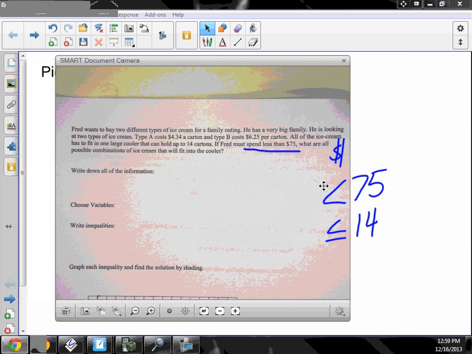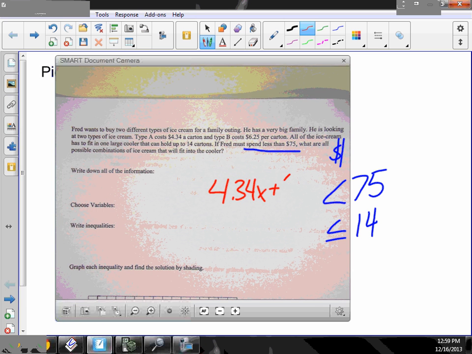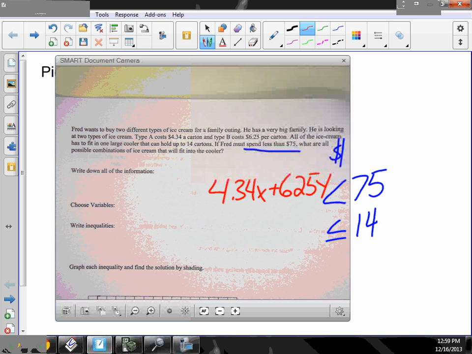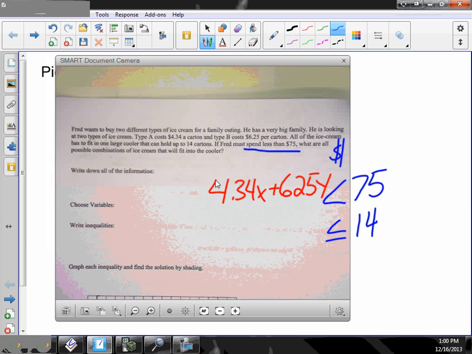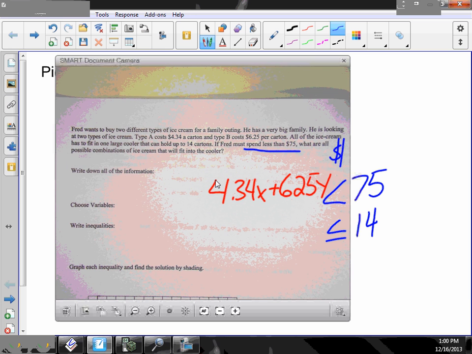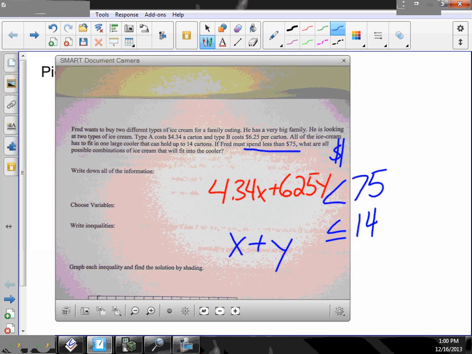So you should have come up with the equations 4.34x plus 6.25y is less than or equal to 75. So this will be the first one. We'll see how big they are. And what is the next one? What's the equation for the cartons? Just x cartons plus y cartons is less than or equal to 14.